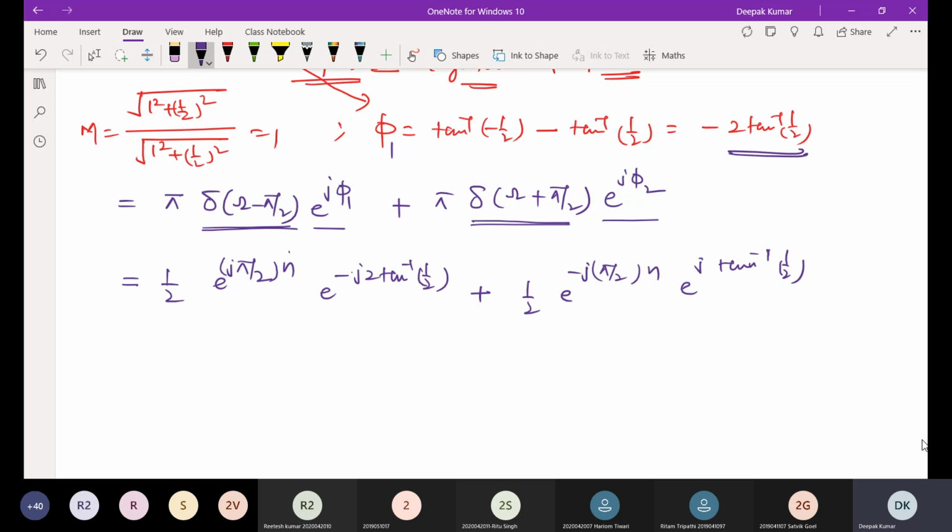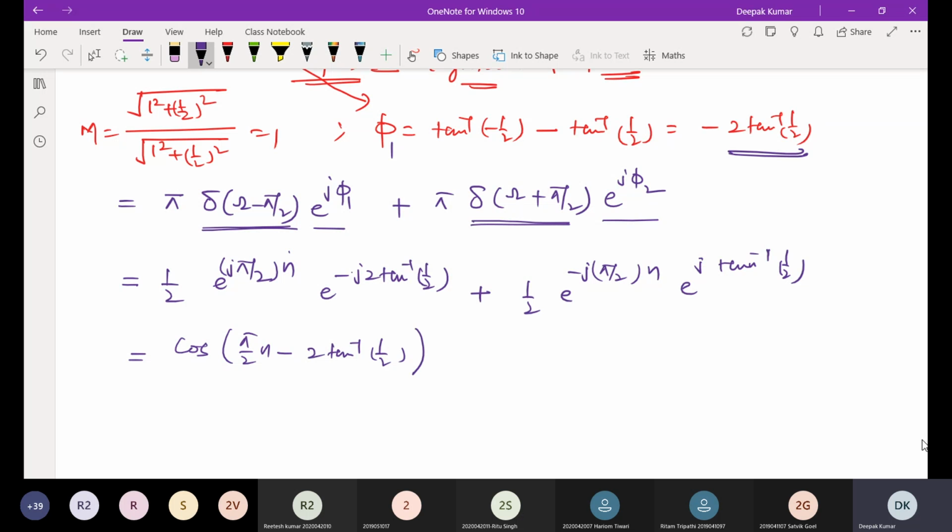Subtracting all the values from phi 1 and phi 2 and taking this inverse Fourier transform, it will be simplified as this. And finally, rearranging all the terms and expressing this term in sinusoidal form, you will get a cos kind of function, cos of pi by 2 n minus 2 tan inverse half.